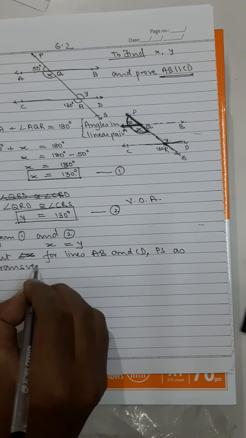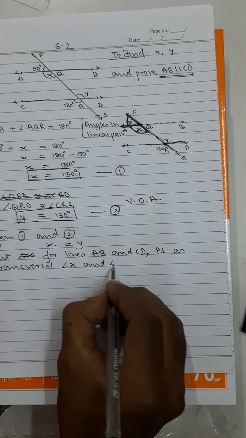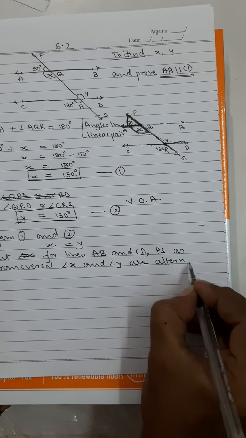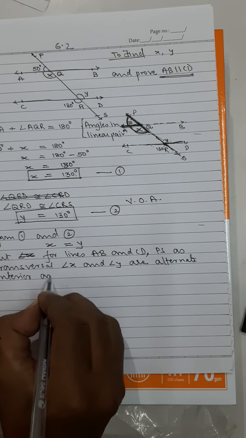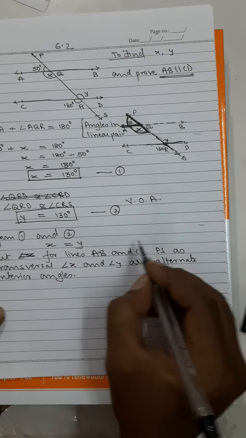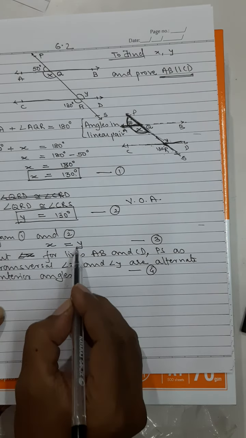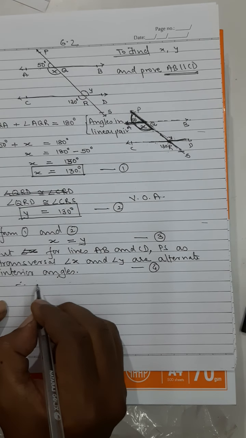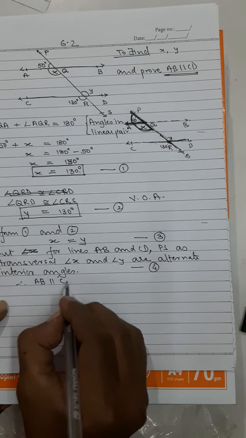When this is the condition, angle X and angle Y are alternate interior angles. So this is your 3, this is your 4. See, they are congruent and they are alternate interior angles. This you should be able to show. Therefore, AB is parallel to CD.